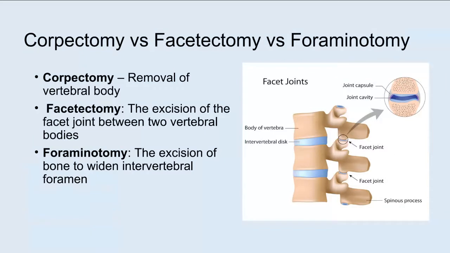So there's a lot of definitions, some of which sound very much the same. So let's talk about some of these differences. Corpectomy is the vertebral body. That's this one. Facetectomy is this one. Foraminotomy is this one. So corpectomy, facetectomy, foraminotomy. So foraminotomy is to widen the space.